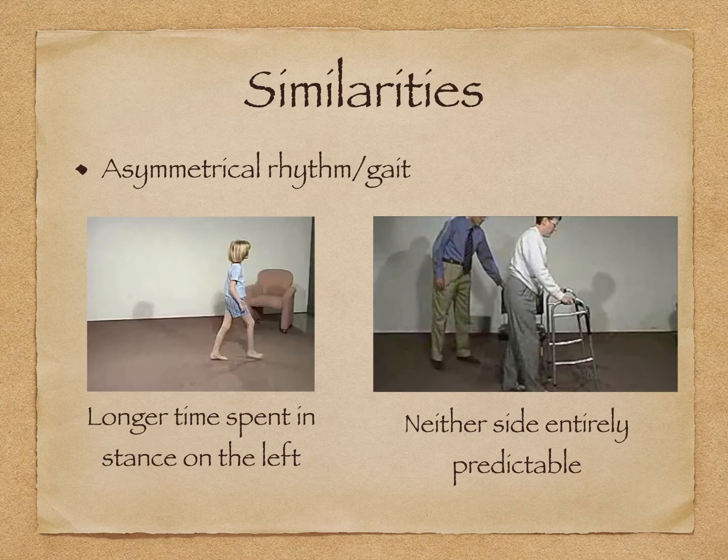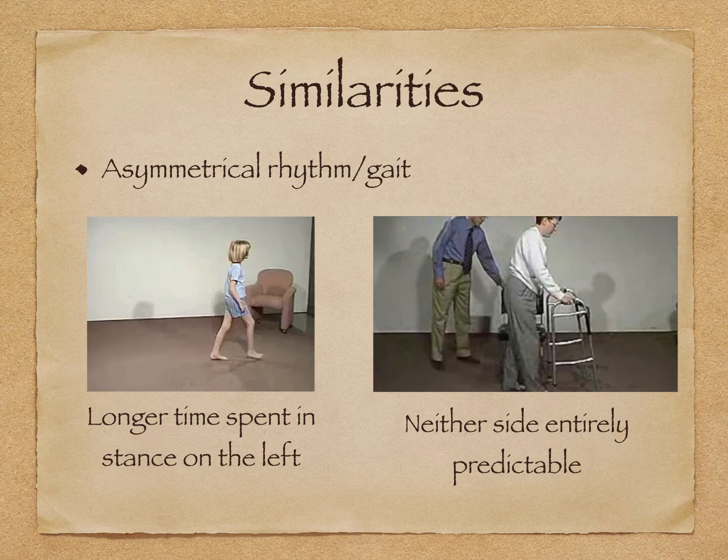So the next slide is going to talk about the similarities found within these videos. And so what we found was asymmetrical rhythm within the gait. So in video number 8, she spent longer time in stance on the left. And in video 14, neither side was entirely predictable.